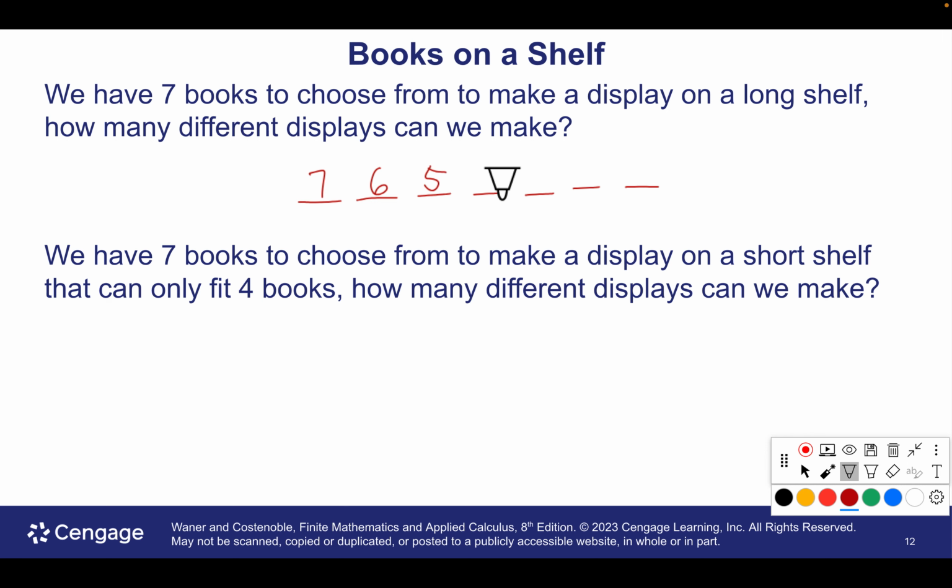5. And then we have 4 because we put one on the shelf. And then we have 3 because we put one on the shelf, 2, and then we have 1. And these are separate decisions that we had to make each time. So it's a multiplication problem. We multiply these all together, and that will tell us how many different arrangements we could have made.